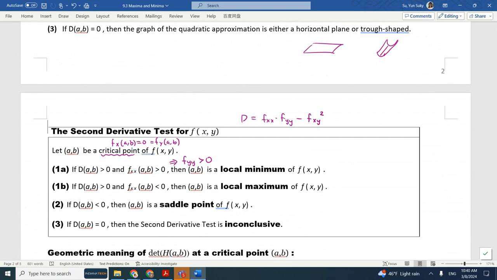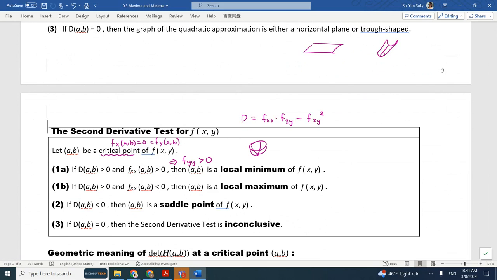What does that mean? fxx positive, so in the x direction it is concave up, right? And fyy is positive, so in the y direction it is also concave up. Therefore, in all directions the surface is concave up, and we get a local minimum. Can you imagine? This is really like a bowl shape. In the x direction it is concave up, in the y direction it is also concave up, so it's a local minimum.